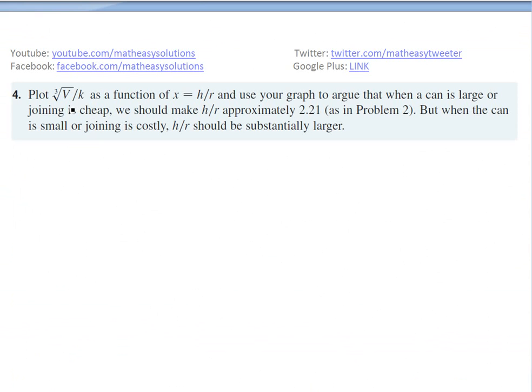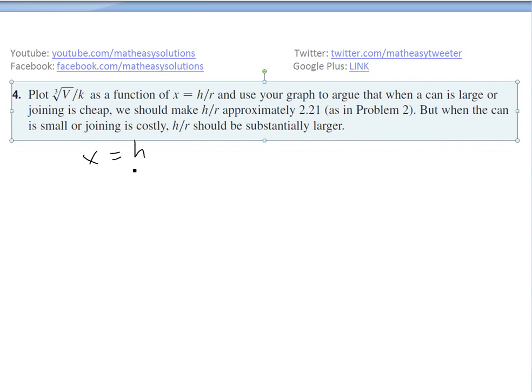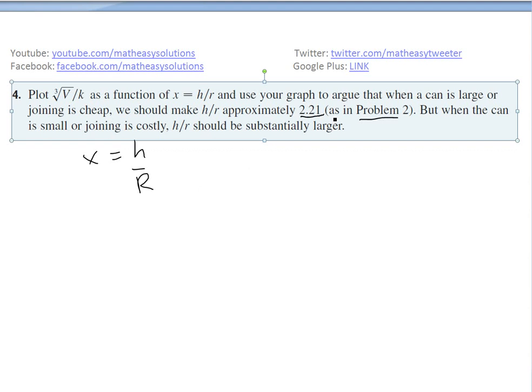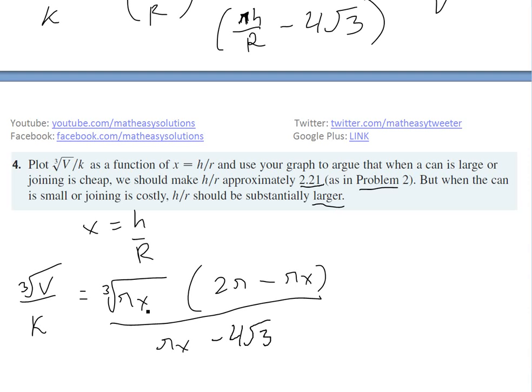Okay, so now that we have question 3 solved, question 4 is to plot this graph as a function of x, where we let x equal h over r, and use the graph to argue that when a can is large, or joining is cheap, we should make h over r approximately the same as in problem 2, but when the can is small or joining is costly, we should make it substantially larger. To do that, let's just graph it with Google.